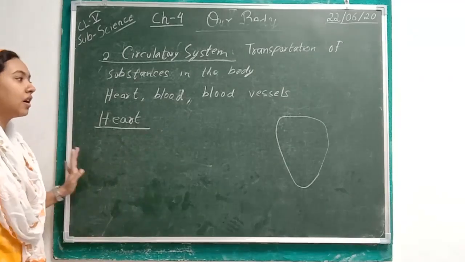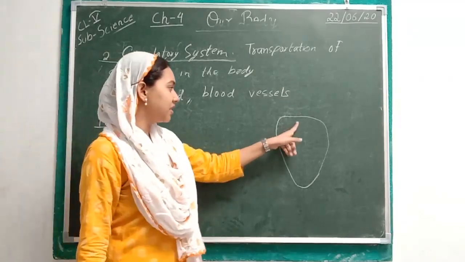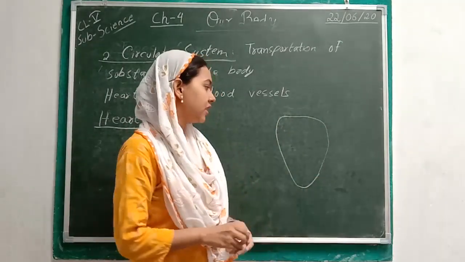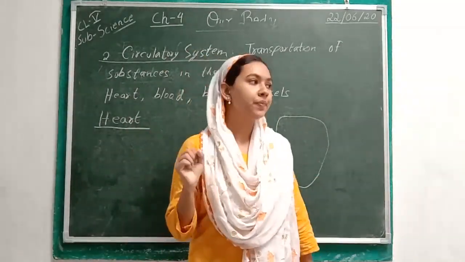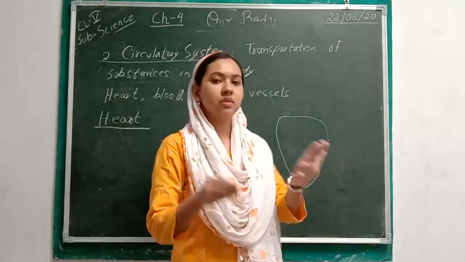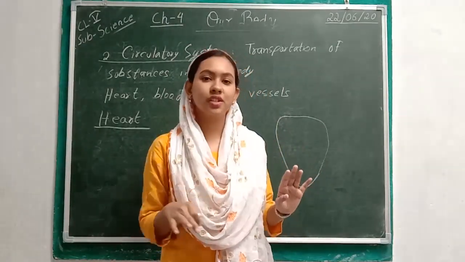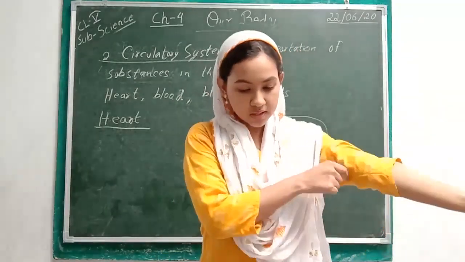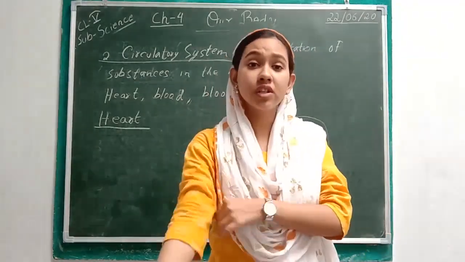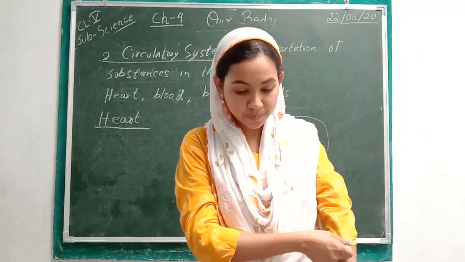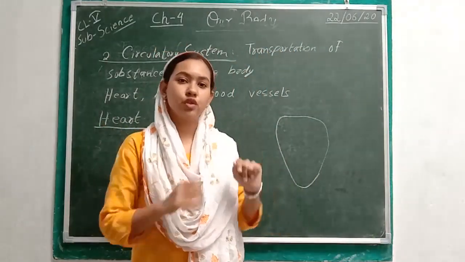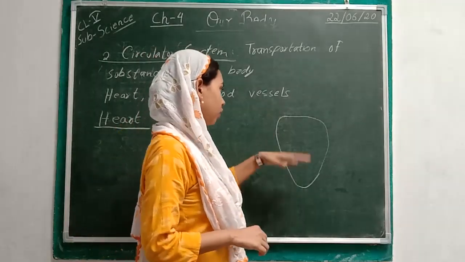First, let's start with the heart. So the heart is a cone-shaped hollow muscle, alright, and it is about the size of your fist. This heart is located between your lungs and behind the sternum, or behind your chest bone, okay. Its function is pumping blood throughout the body. Now this heart is located a little bit left of your chest bone, okay.